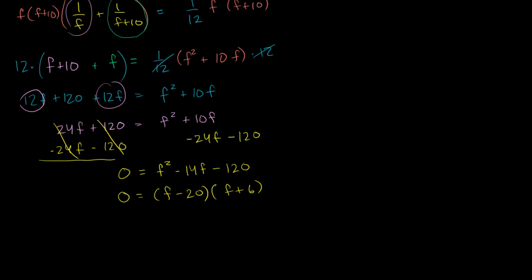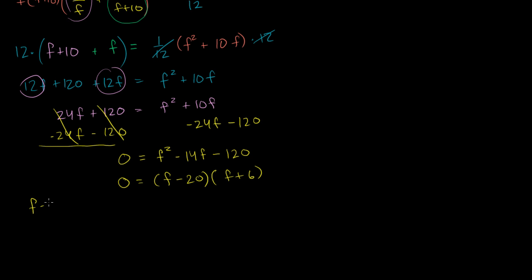And the only way that that's going to be equal to 0 is if f minus 20 is equal to 0, or f plus 6 is equal to 0. Add 20 to both sides of this equation. You get f is equal to 20. Remember, f is how many minutes does it take for the fast hose to fill the pond. And then if you take this one, you subtract 6 from both sides, you get f is equal to negative 6. Now, when we're talking about how many minutes does it take for the fast hose to fill the pond, it doesn't make any sense to say that it takes negative 6 minutes to fill the pond. So we can't use this answer. We need a positive answer.